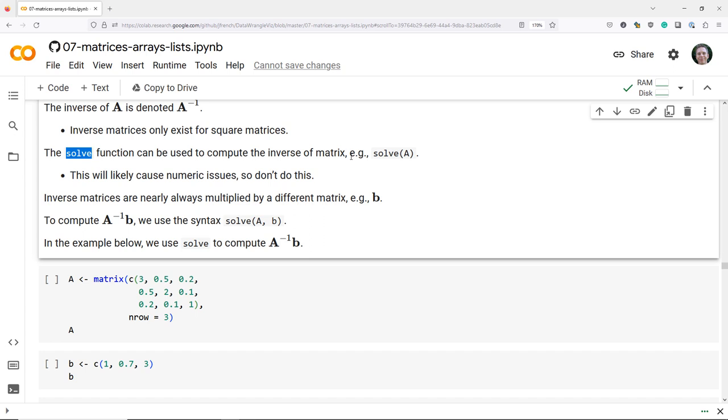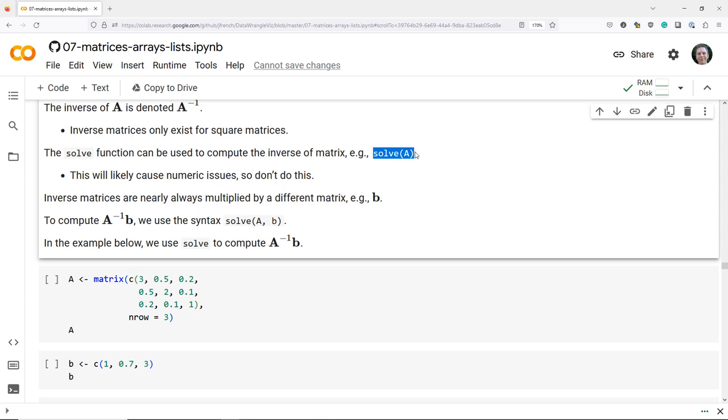Technically, if you want to get the inverse of a matrix A, then you can use the command solve and then in parentheses A. However, this is going to have numeric issues. I don't want to go into too much detail, but overall the idea is that if you compute the inverse in this way, you're going to have less precision. You may get results that don't work out as well as you would hope, simply because the computer has to round values as it's doing this inversion process. So that's not the best way to do it.